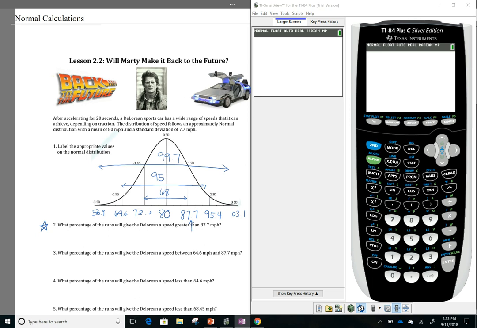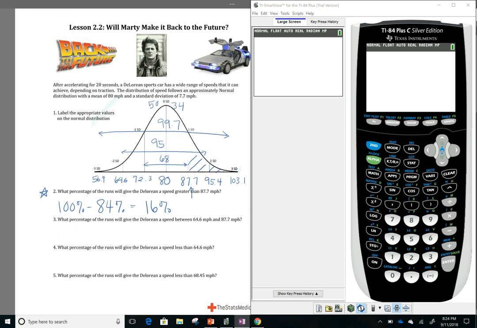Starting from the bottom, if I know that we have 50% on the bottom half and 50% on the upper half, I can add 50 plus 34, splitting 68 in half to know that there's 34 on the right and 34 on the left. That makes 84% would be less than. So to be greater than, we would subtract and we would get 16% because they're asking for this portion right here.